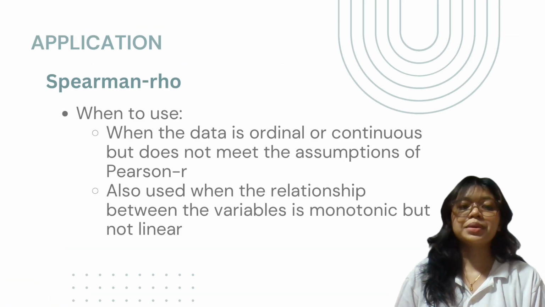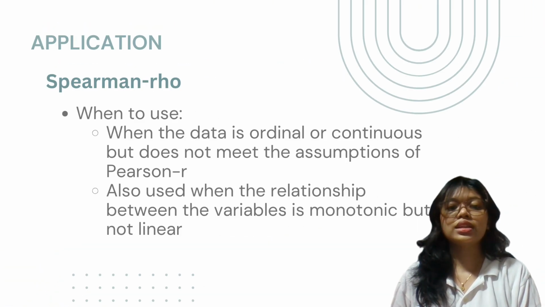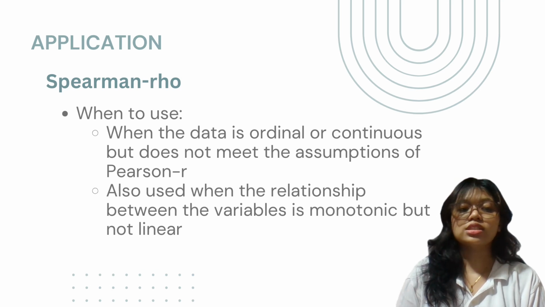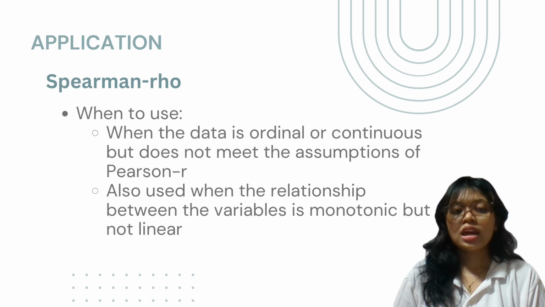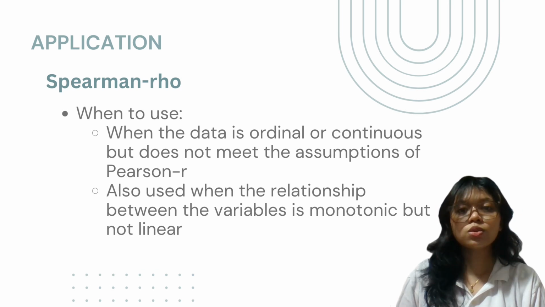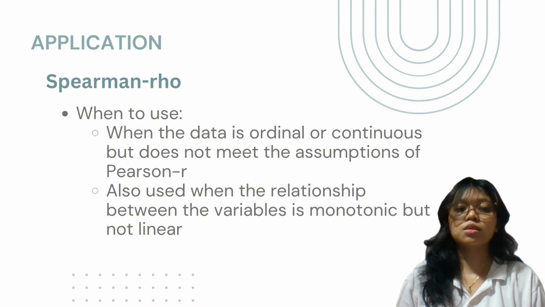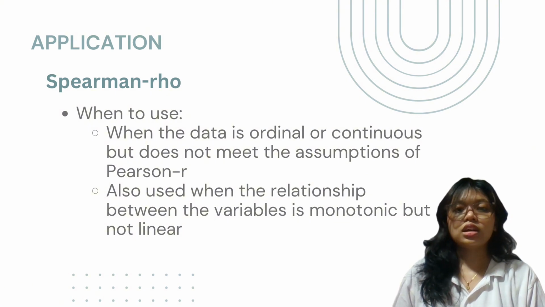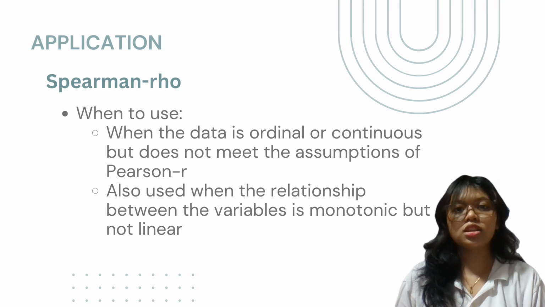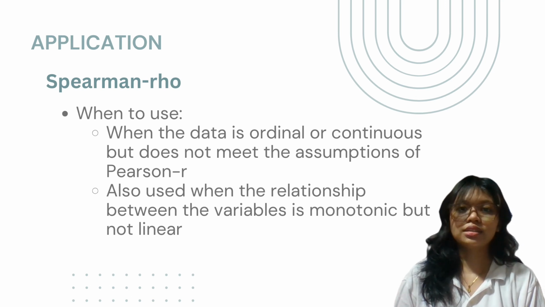Now for the Spearman rho, it is used when the data is ordinal, such as rankings and ratings. It is also used when the continuous data doesn't meet the assumptions of normality or linearity, and when the relationship is monotonic but not necessarily linear.